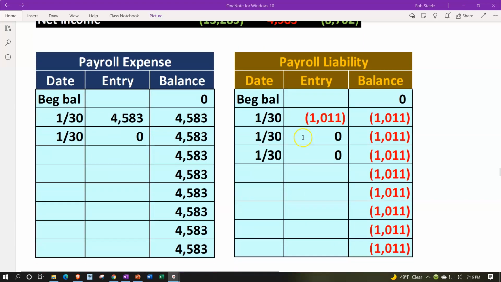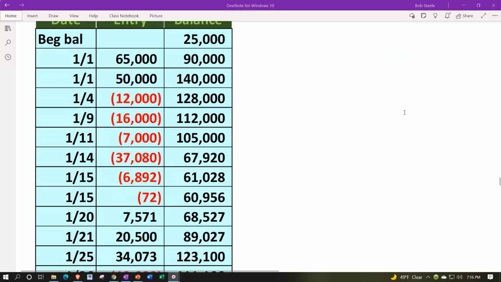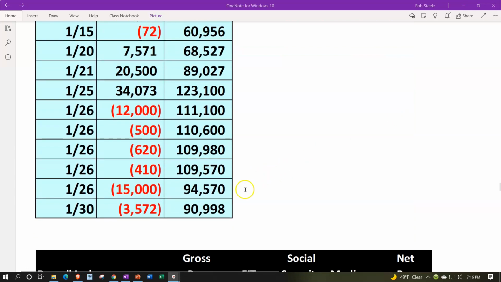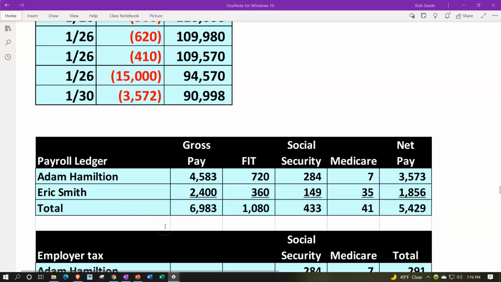If we look at the GL, the payroll expense went up by the $4,583, the gross pay. The payroll liability went up by the liabilities that we took out: federal income tax, Social Security, and Medicare for the employee portion thus far. The checking account went down from $94,570 by the $3,572 net check to $90,998.